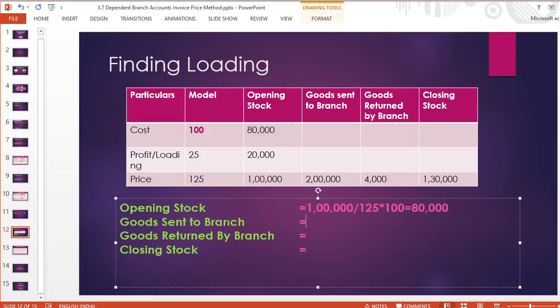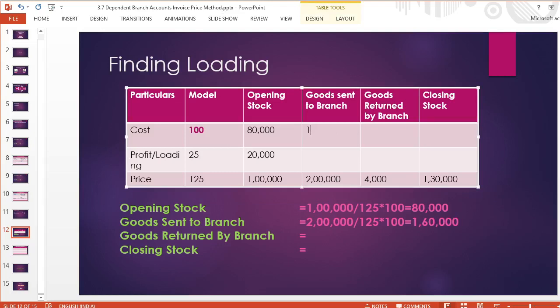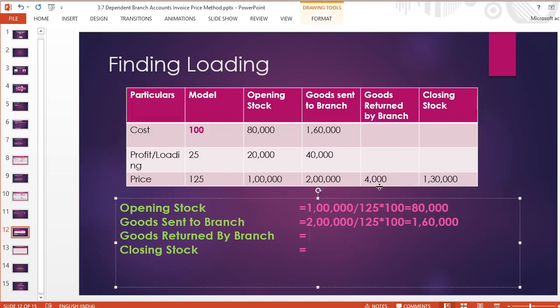Then for the second thing, goods sent to branch, we should repeat the same thing. As far as goods sent to branch, invoice price is 2 lakh, equivalent to 125. We should find out how much it will cost for 100. So 2 lakh divided by 125 into 100, so it is 1 lakh 60,000. I'll write the same thing here, 1 lakh 60,000. You can easily find out 2 lakh minus 1 lakh 60,000, 40,000 is the profit.